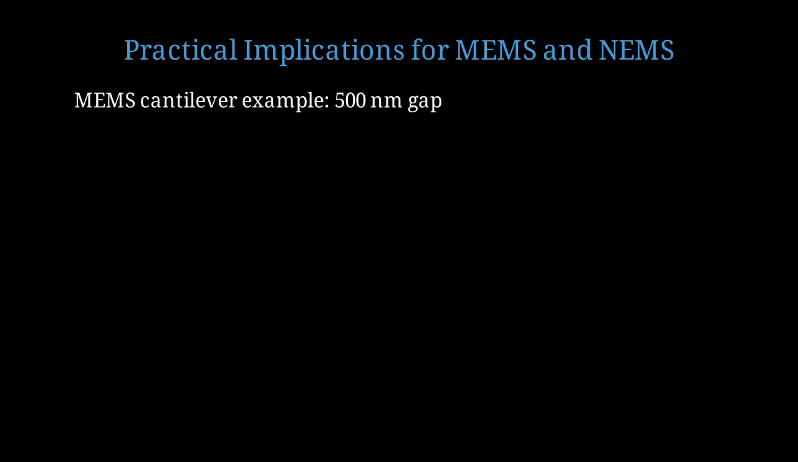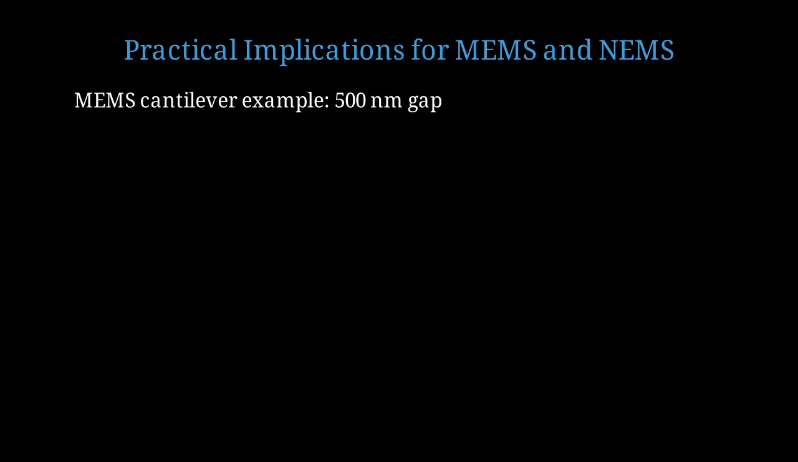Now let's talk about the practical implications for device design. In MEMS, typical gaps are hundreds of nanometers to micrometers. Here, van der Waals forces dominate, and retardation effects are important. Consider a MEMS cantilever beam with a 500 nanometer gap to the substrate. Let's calculate if van der Waals stiction will occur.